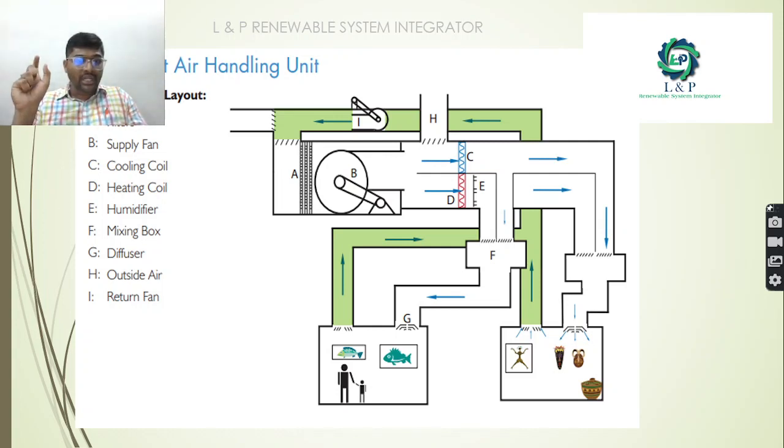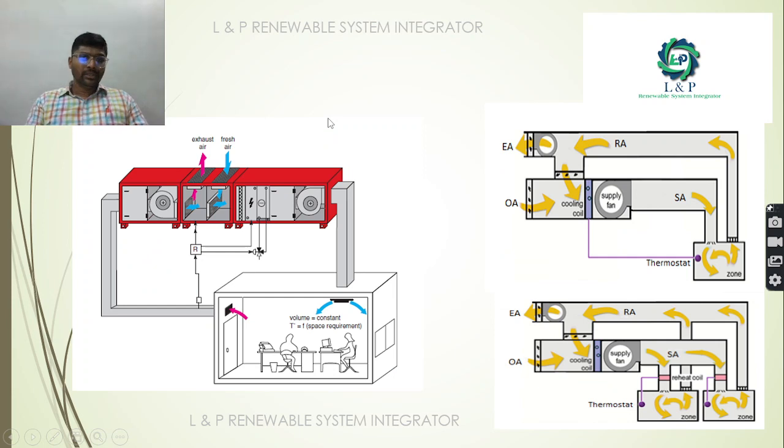Most importantly, as you can see here, the mixing box will be there. So in order to achieve energy efficiency we are doing the mixing, and with the help of the diffusers, through the ducts, we are sending the supply air to the concerned rooms. With the help of the exhaust fan we are sending the air to the external environment. So we have a return fan. This is how the fresh air gets inside and exhaust air is expelled outside.